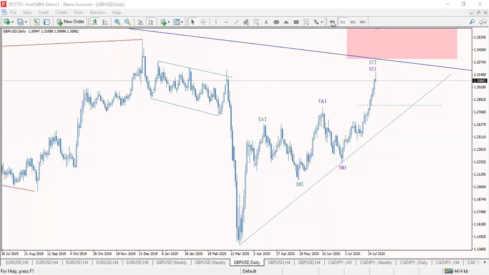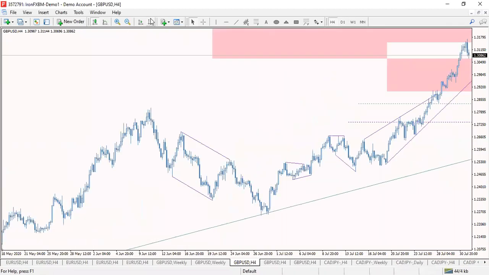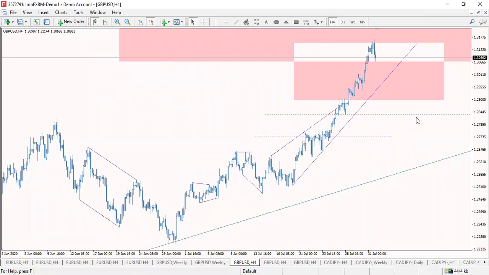We go to the 4-hour time frame. On the 4-hour time frame, same thing. This right here is an ending diagonal structure. It gave us a Roman figure 1, Roman figure 2, Roman figure 3. This is 4. This is 5. This whole thing is 5.